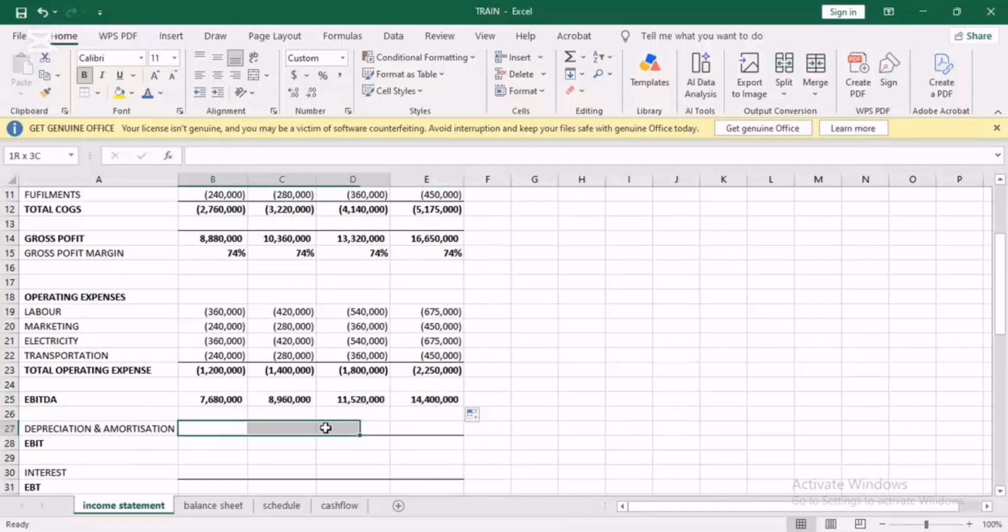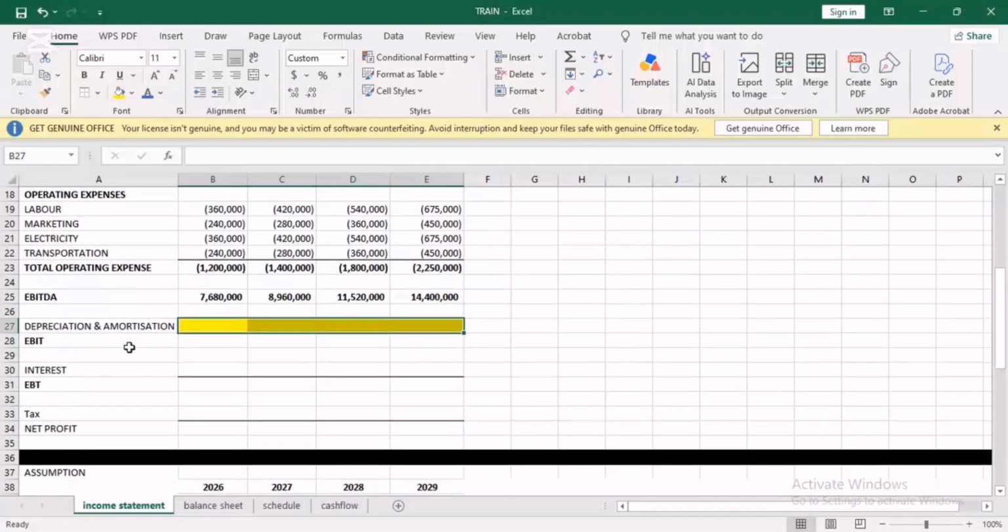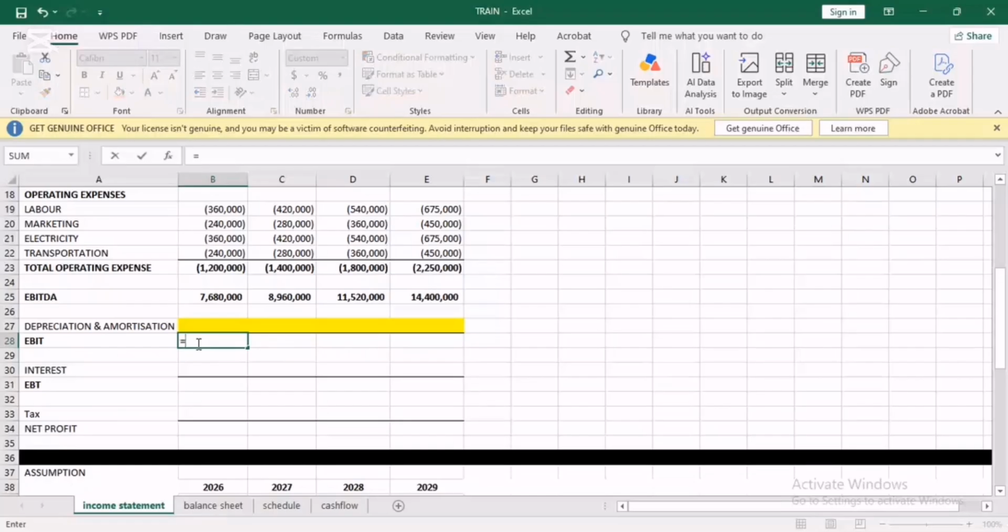Right away, let's make a highlight because we're going to solve for this when we determine the number of assets we're going to use for the period. So I will highlight here so that we don't forget. What's next is our EBIT, earnings before interest and tax. So how do I do this? I hit right here equal to our EBITDA, then minus, plus, because our expenses we put them in negative.